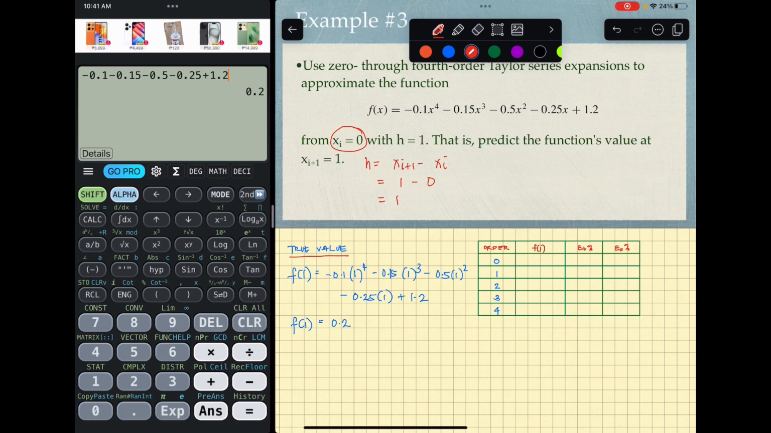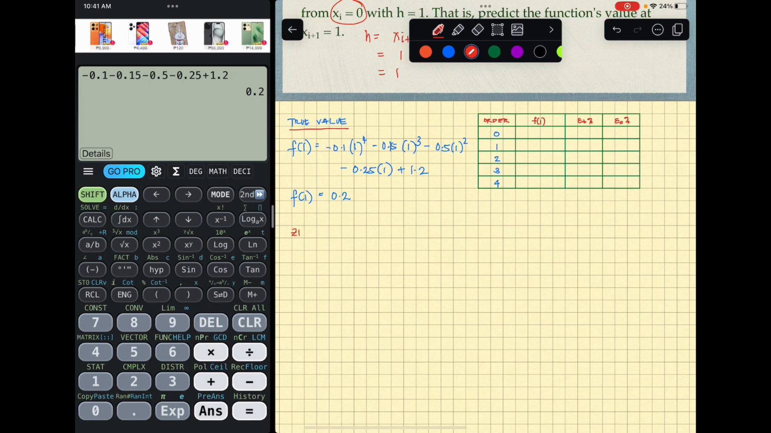Our x of i is equal to 0. So now we use the zero order approximation. Using the Taylor series, f of x of i plus 1, or just simply f of 1, is approximately equal to f of x of i, which is f of 0.